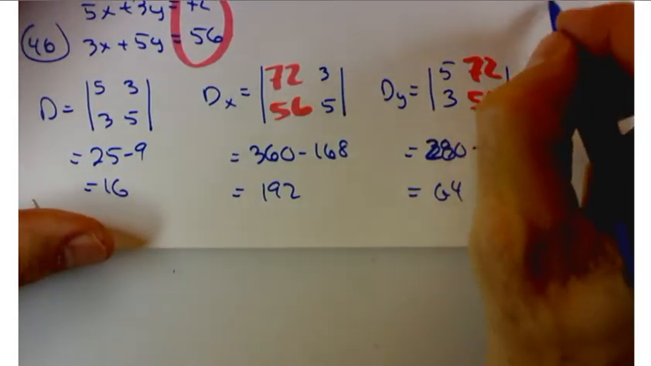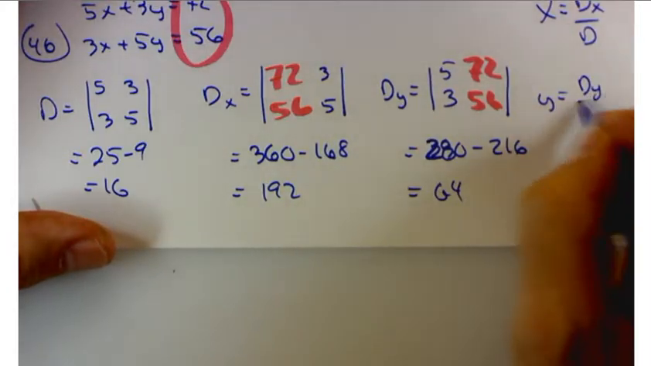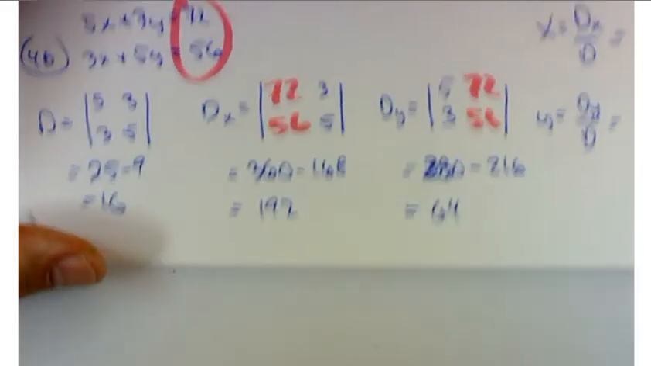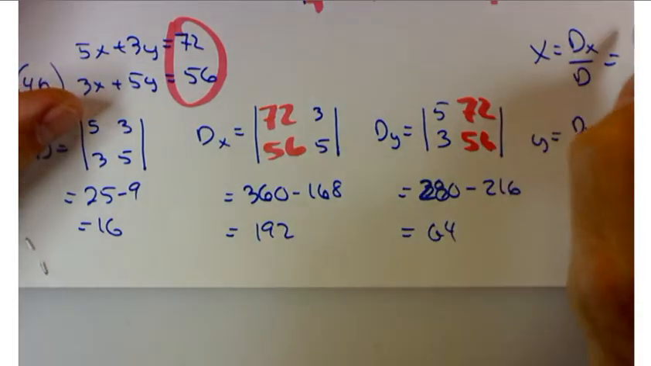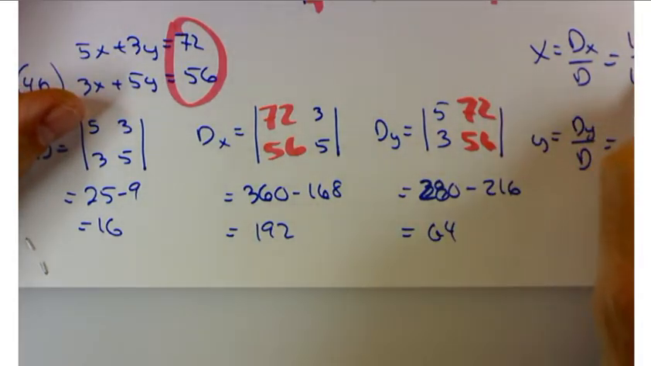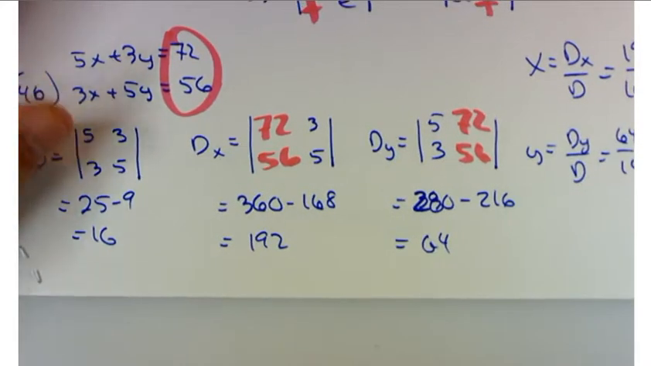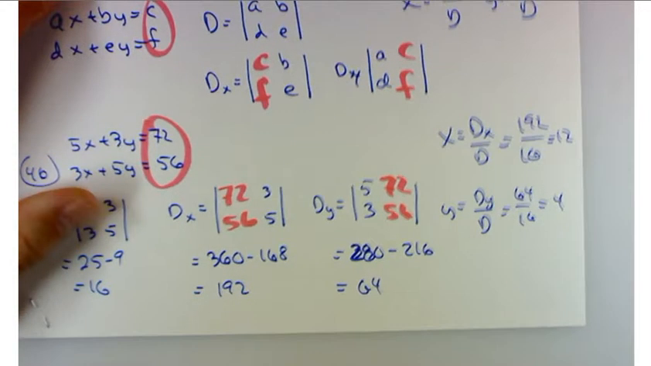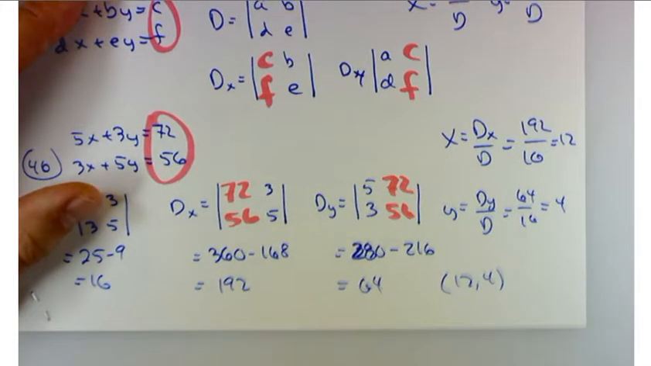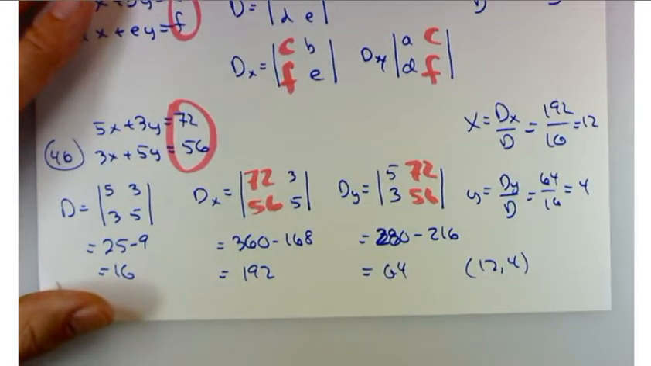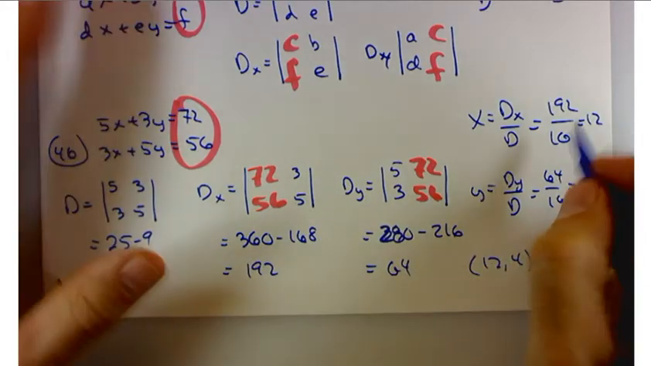To get x, I'll calculate Dx over D, and y is Dy over D. So that would be 192 divided by 16, I think that's 12, and 64 divided by 16, I'm certain is 4. So there's your solution. Kind of a mechanical approach, but a workable solution nonetheless. Where's there? This is 16? Oh, sorry.